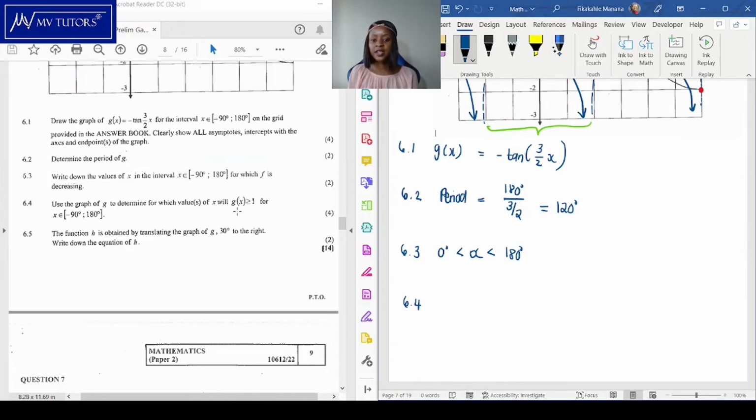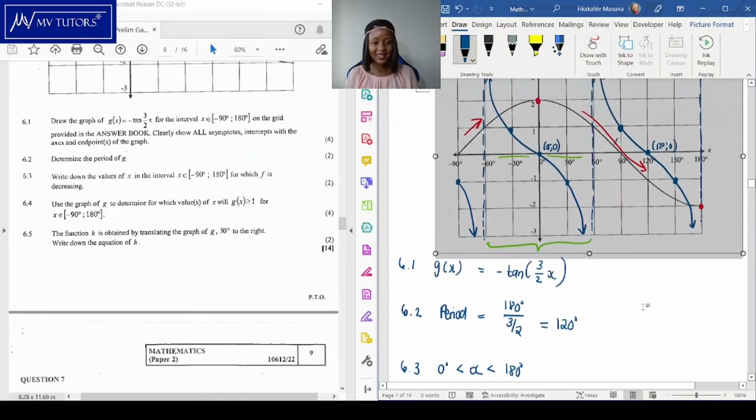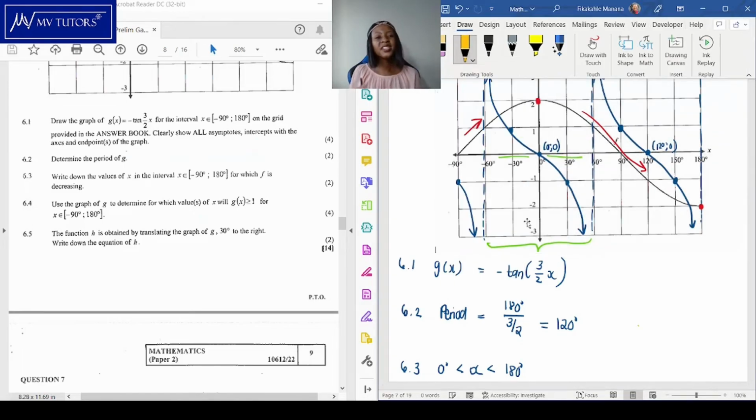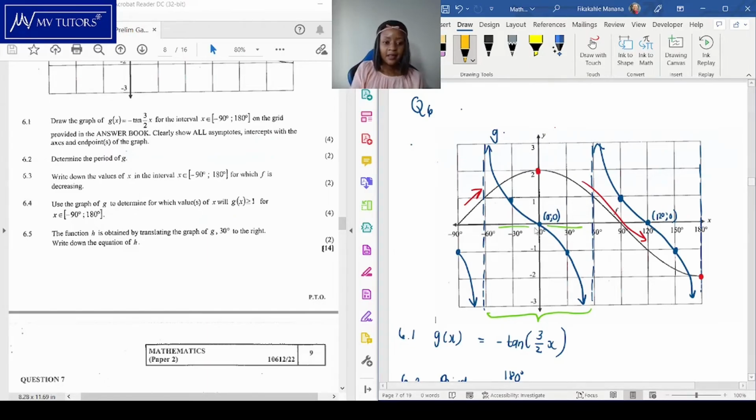Then 6.4: use the graph of g to determine which values of x will the values of y be bigger than or equal to 1 for that interval. Okay, so we're going to look at the graph, and it says to use a different colored pen. Which values of x will the graph have values of y that are bigger than or equal to 1? So let's put 1 as our border.